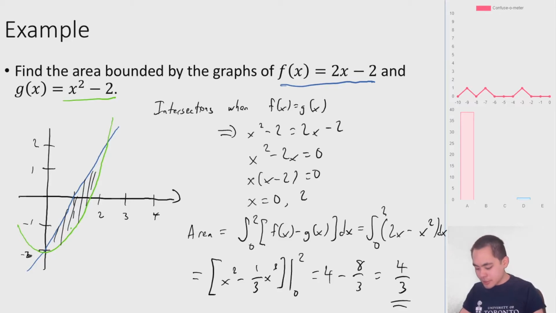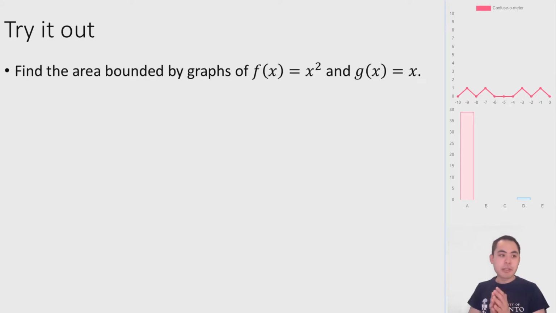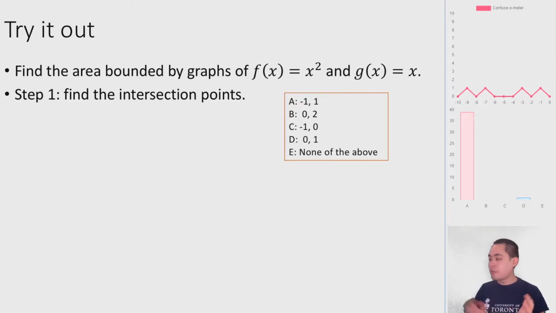Okay, let's try this out. So what I want you to do is find the area bounded by the graphs of f of x equals x squared and g of x is equal to x. So step 1, find the intersection points.